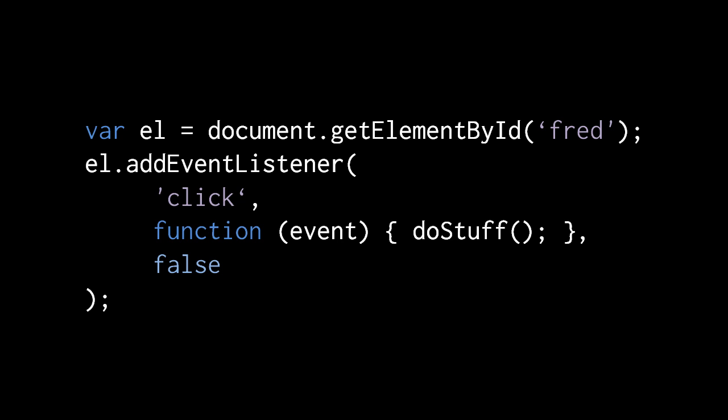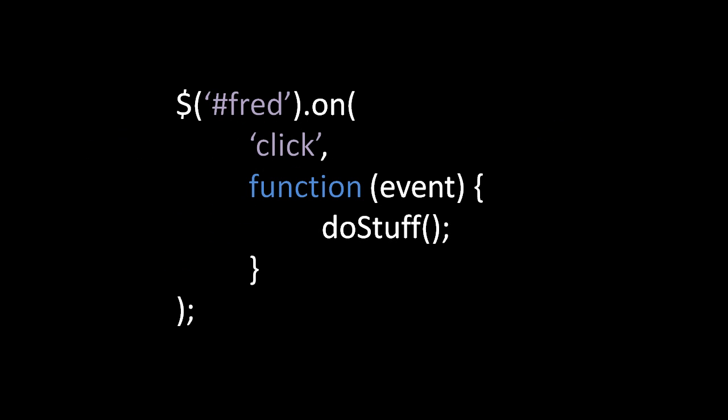Now, there's a problem with addEventListener, and that is that it's not supported in Internet Explorer. In Internet Explorer, there's a different mechanism for registering event handlers. Conveniently, though, jQuery offers its own mechanism for registering handlers that looks quite similar to addEventListener. The on method will register a handler on all of the elements in a jQuery object. So here we have a jQuery object with just a single element, the element with the ID Fred, and we're registering a click handler as specified by the first argument to on, and then the second argument is the handler function itself. Notice there is no third argument.